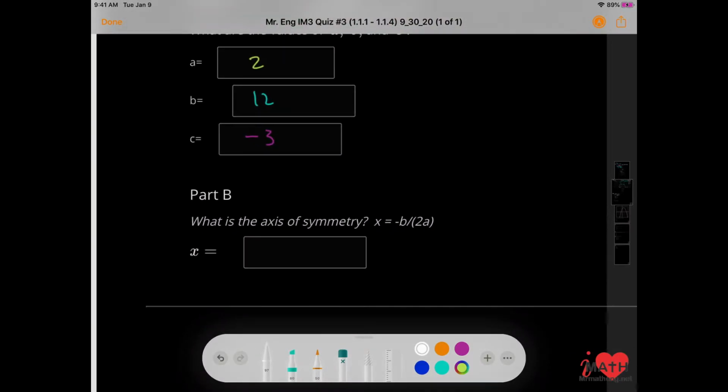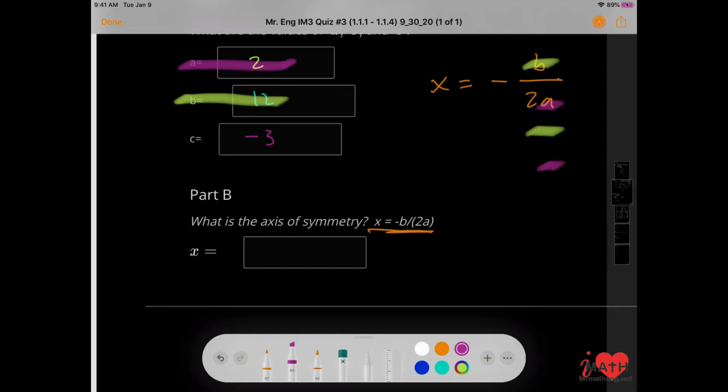Okay, part B. What is the axis of symmetry? So it gives us an equation. Let's just write this equation out: negative b over 2a. So let's just use my highlighter here. Okay, so I need the b value right here. So b is 12. And then we're going to use the a value, which is 2. So let's write that out. X equals negative the b value, 12, over 2 times the a value, which was 2.